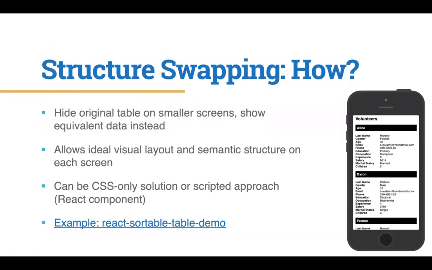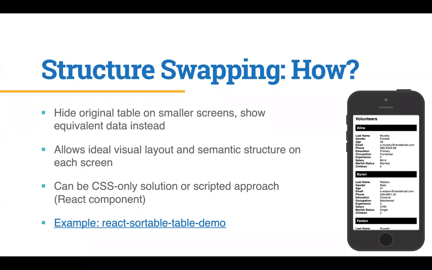Now, another approach to this, rather than just reflowing the content, is to use swapping, which means that you basically just replace the table with an equivalent version of that content that matches the other responsive layout better. In this case, you would just hide the table on smaller screens, and then you would unhide or inject an equivalent version of that table on those smaller screens. So you're not modifying the original table at all. You're just hiding it and showing something else instead.